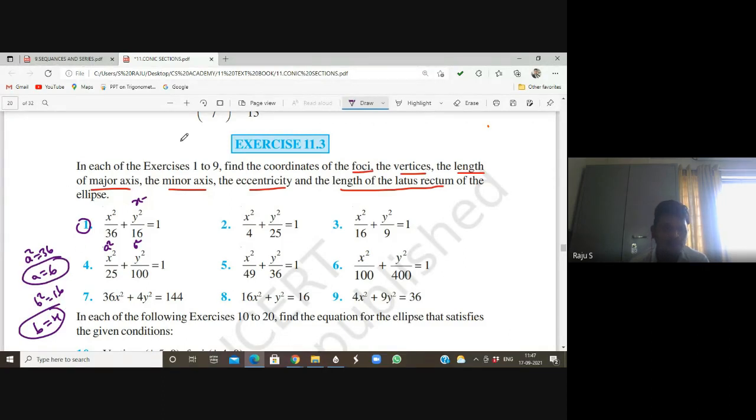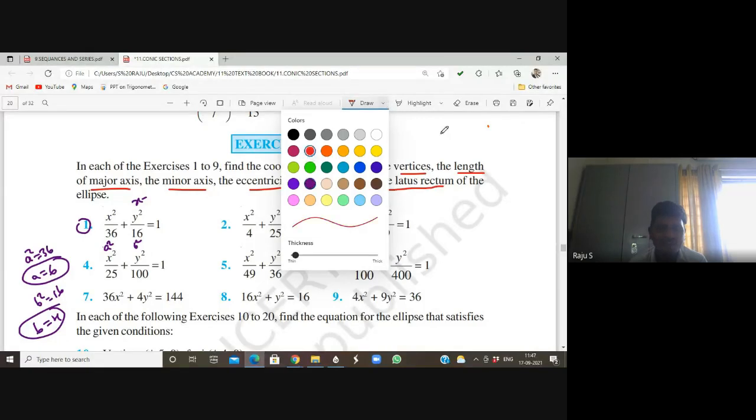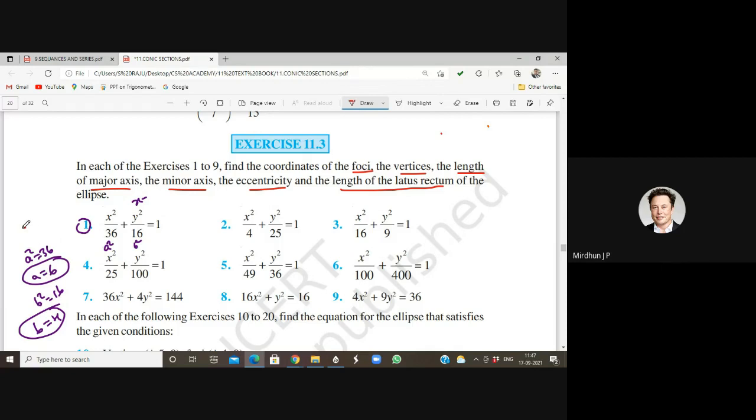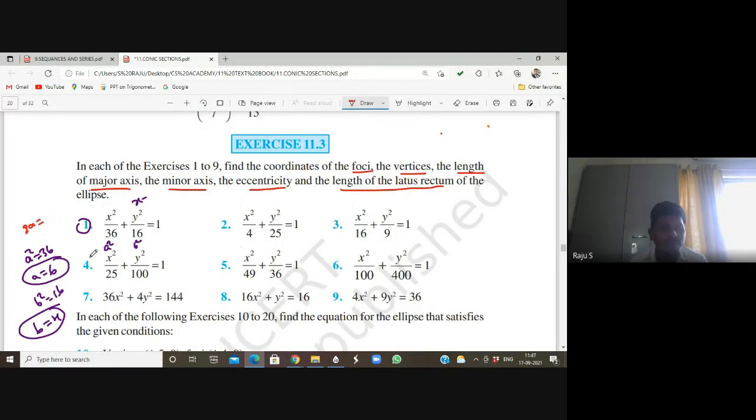Now from this, can you tell me what is the length of major axis? Major axis is 12, that is 2a, 2 times the denominator of x. What is the length of minor axis? 2b, 8. Now, coming to question number 2.